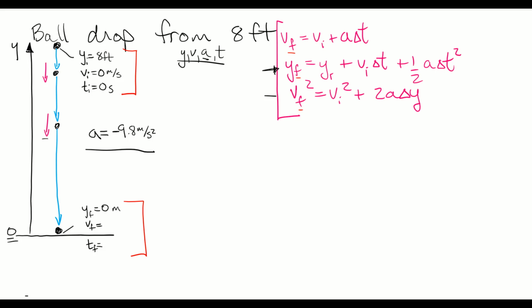So I have y final is equal to y initial plus v initial delta t plus 1/2 a delta t squared. Now if I write that out, my y final, just looking at my picture, is 0 meters. Y initial is 8 feet, but we're going to want this in the SI units. All our other units are in meters per second, meters per second squared. That 8 feet is going to cause us problems if we try to cancel it.